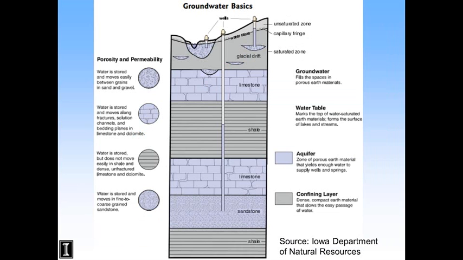This diagram was in the week 1 lesson, and it's from the Iowa Department of Natural Resources. It's a great cross-section that shows all the characteristics for basic groundwater flow. Shales are considered confining layers. Limestone and sandstone are considered aquifers in most cases, as long as they're fractured and have enough secondary porosity.